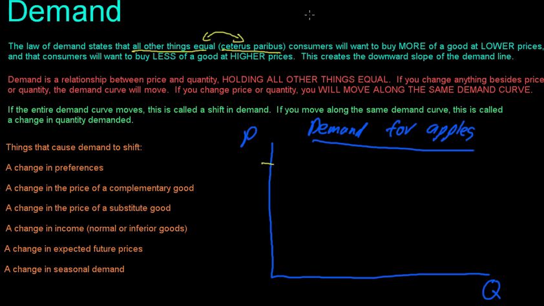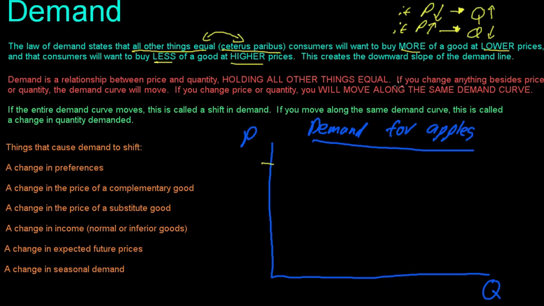Okay, so consumers will want to buy more of a good at lower prices. So if price goes down, and this little arrow over here means then, quantity will go up. So if things are cheaper, you buy more of it, and the reverse of that is that you will buy less of it at higher prices. So if price goes up, then quantity will go down. And so this creates the downward slope of the demand line.